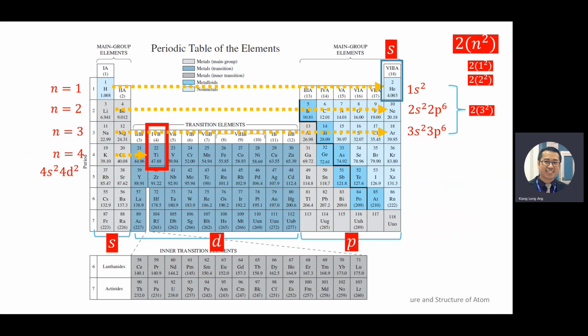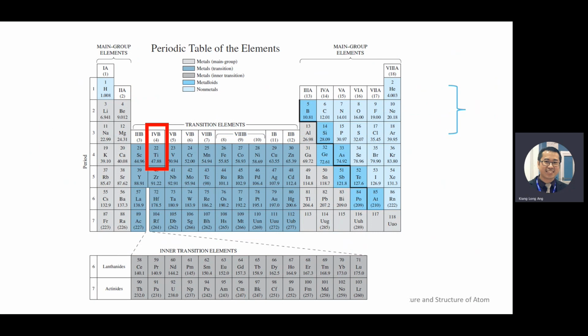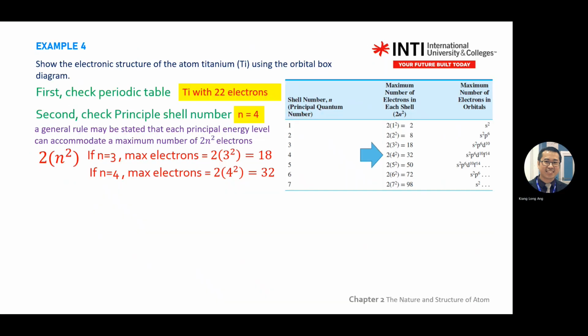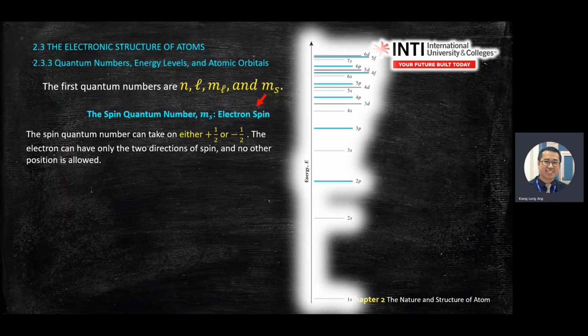Why? Because I flip back to the energy level diagram. Energy level diagram, this one. You see, it will jump to 3D first, then only P. You have 3D first, then only P, and so on. Okay, so you need to fill in the 3D.